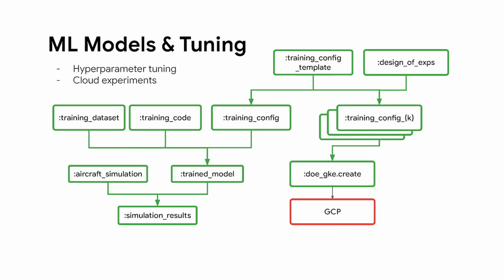For those not familiar with that term, hyperparameter tuning just means the ability to explore a very large number of config parameters for the training process. So we can represent this in the Bazel graph as a training configuration template, which is a templated YAML file, as well as a design of experiments that represent how you want to explore the parameter space. Once we have that set up, you basically generate as many Bazel targets as combinations, and you inject those into our homemade DOE GKE rule that allows you to then launch all your jobs on GCP.